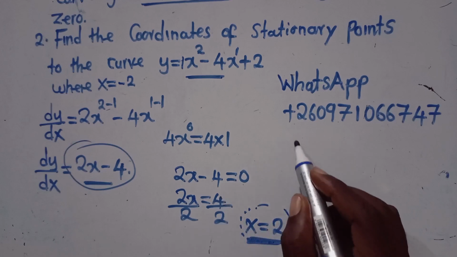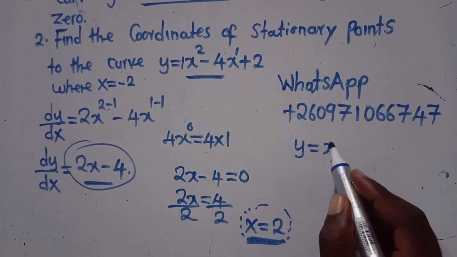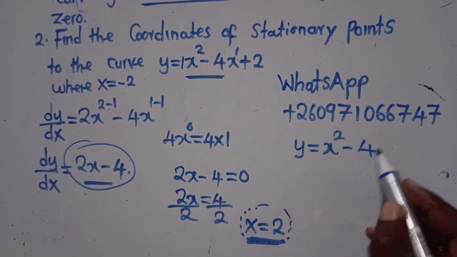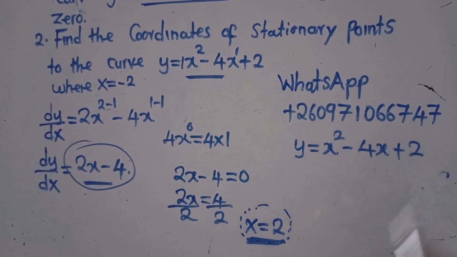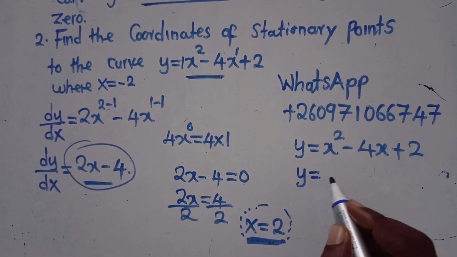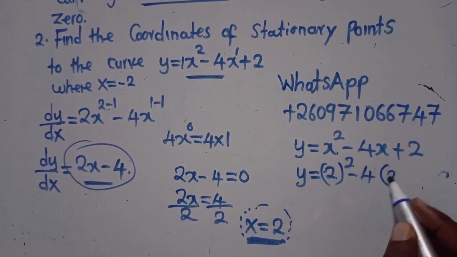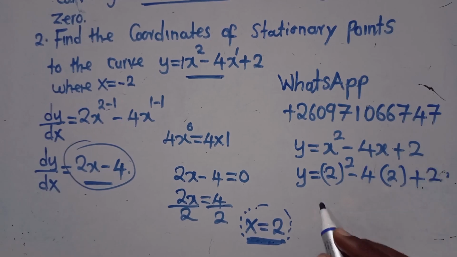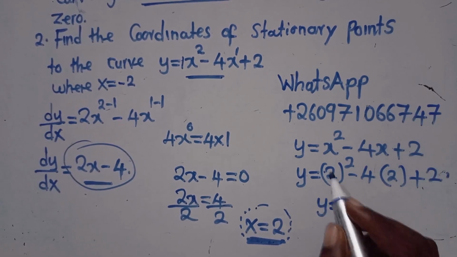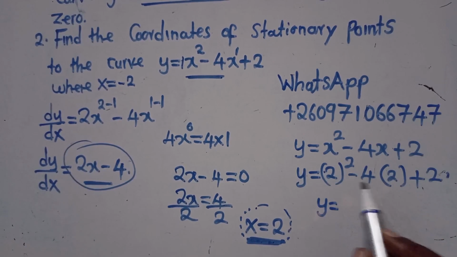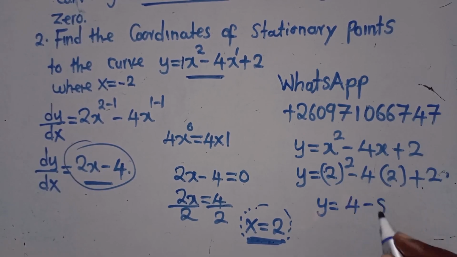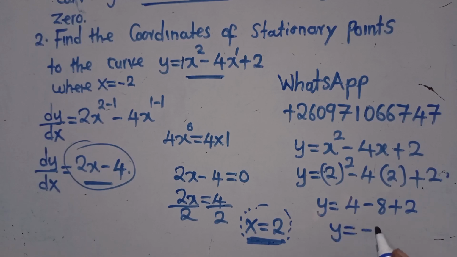So we use the original y is equal to x squared minus 4x plus 2, so that I find the value for y where x is 2. So this is now equal to, what is the answer there? This is 2 squared minus 4 times 2 plus 2. What answer are we getting there? So this is 4 minus 8 plus 2. The answer you are going to get is negative 2.